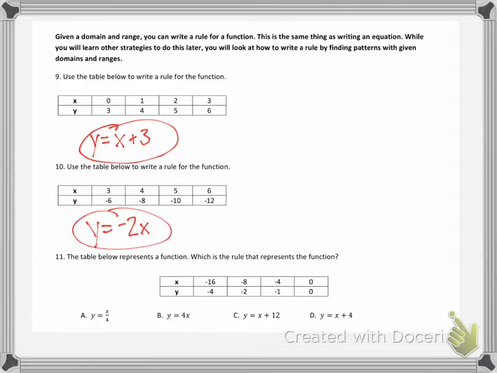The third column, divide by 4 works. Fourth column, dividing by 4 works. My rule would be option A, y equals x over 4.